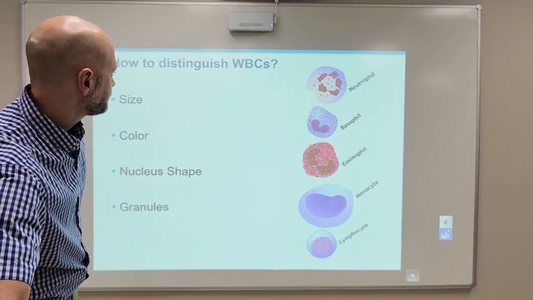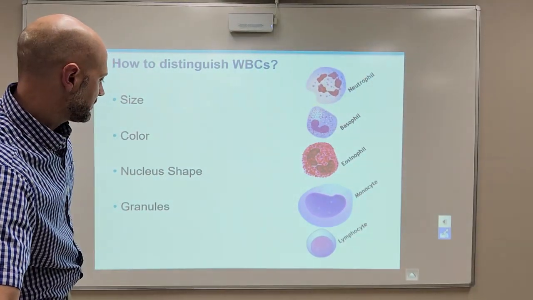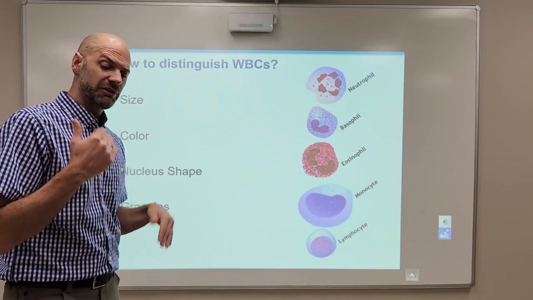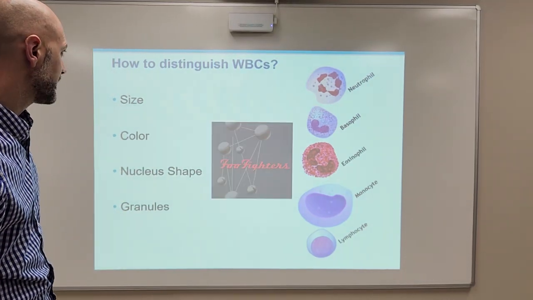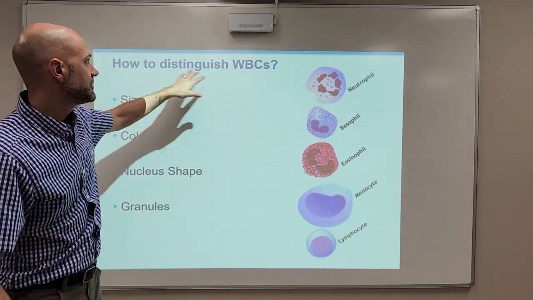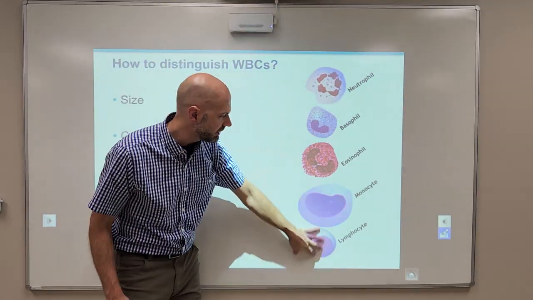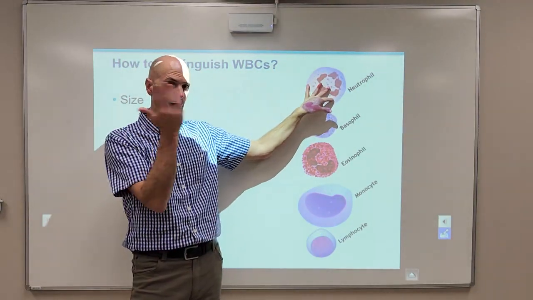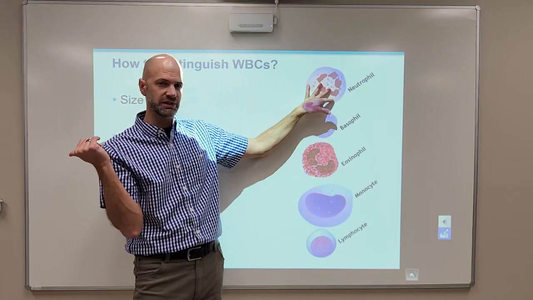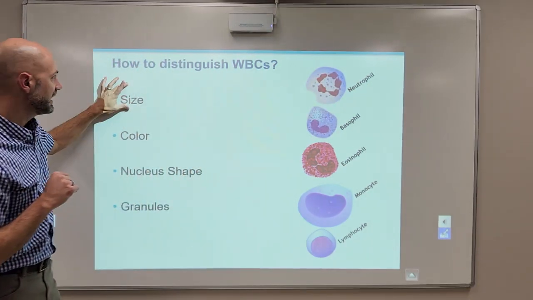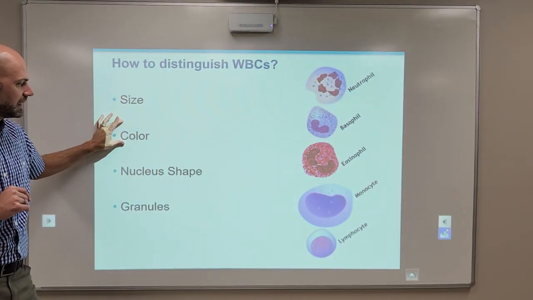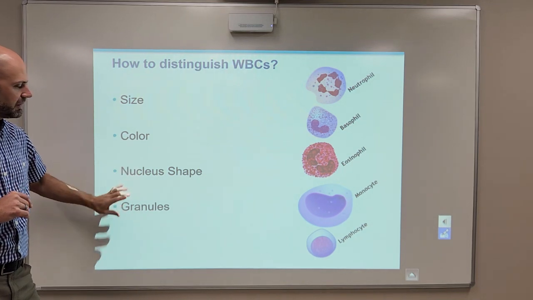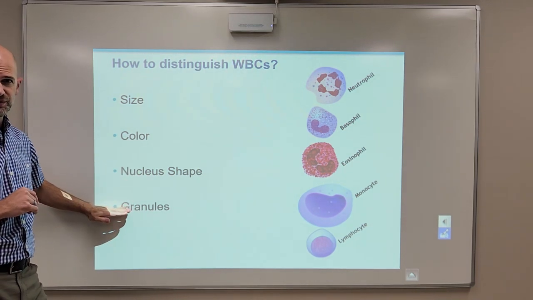All right, so those are some characteristics of all white blood cells. We talked a little bit about phagocytosis there, and amoeboid action. So how to distinguish white blood cells? When we look at all of these, how are you going to know what is an eosinophil versus a lymphocyte? We're going to look at the size of the cell. We're going to look at the color. We're going to look at the shape. We're going to look at the granules. Do we have granules, yes or no?